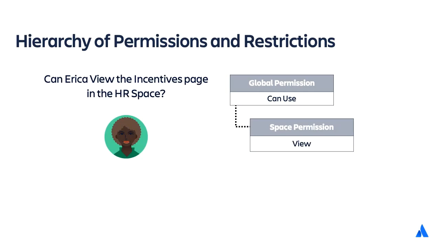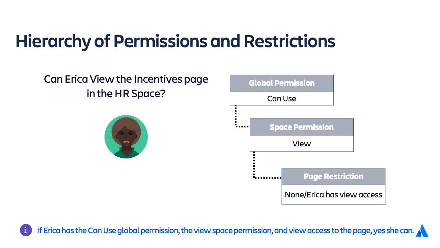In order to access the page, either there must be no view restrictions applied, or she must be excluded from any view restrictions. If Erica has the Can Use Global Permission, the View Space Permission, and view access to the page, then yes, she can view the incentives page in the HR space.